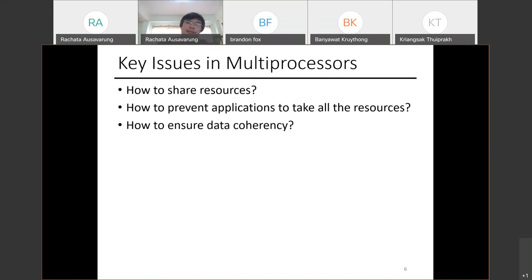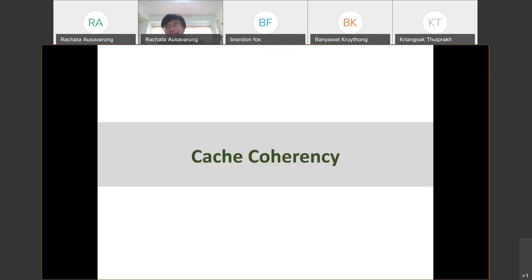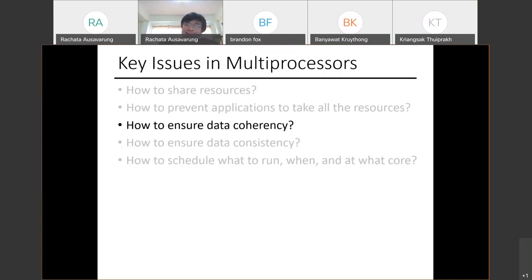Today, we'll talk about how to ensure data coherency. The next class, we'll talk about data consistency, unless we finish way before the class is supposed to end. But I don't think that's the case. And then in the OS class, we're not going to cover it in this class, when you have a multiprocessor, you need to talk about when to run things, at what core, right? So it is thread scheduling, that's the thread pool concept, the things that you hopefully love or hate from the OS class. So let's focus on what we want to talk about today, how to ensure data coherency, right?